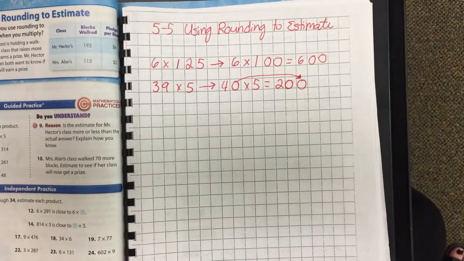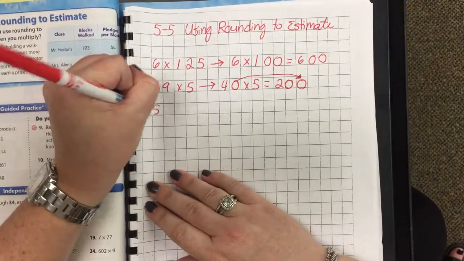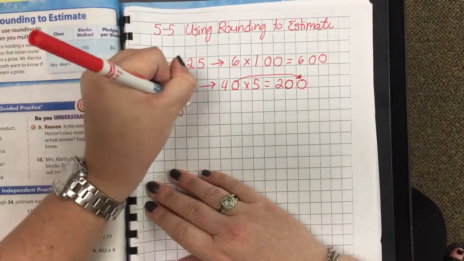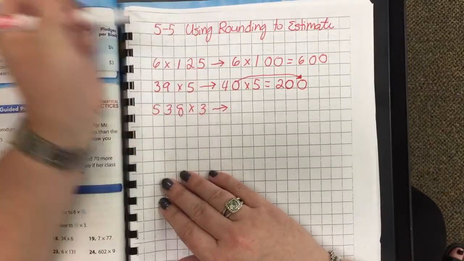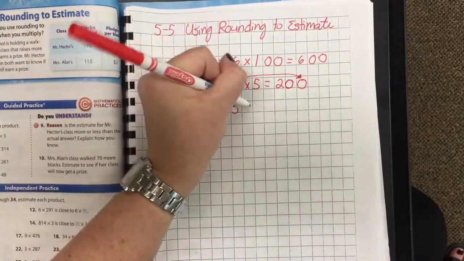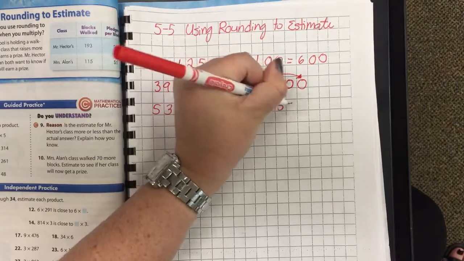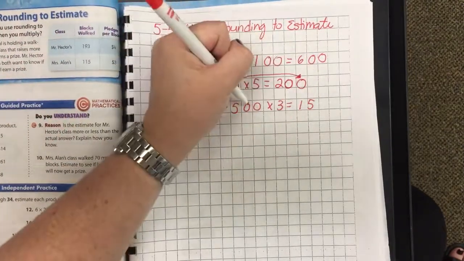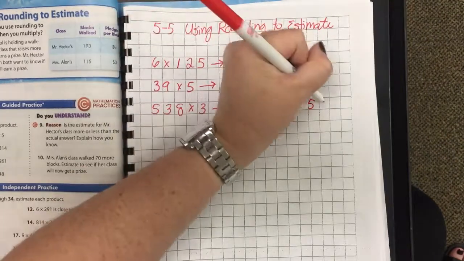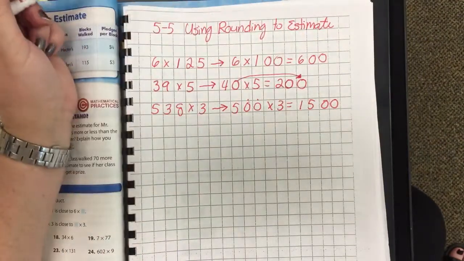So next one, 538 times 3. 538 will turn into 500 times 3. Well, now I'm back to what's 5 times 3? 15. How many zeros do I have? 1, 2. So 1,500.